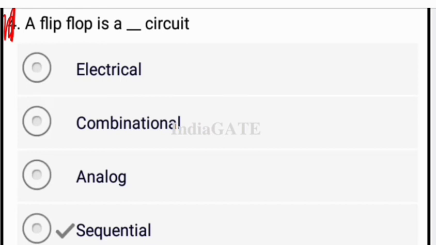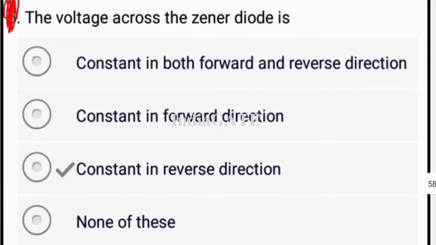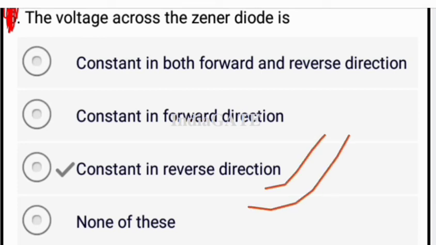Now come to the next question. The next question is defined as, the voltage across the general diode is known as, and is what type of direction? So here the direction of the voltage across the general diode is constant in the reverse direction. Yes, this is your correct answer, because when we draw the VI characteristic, we get the voltage across the general current just like this.